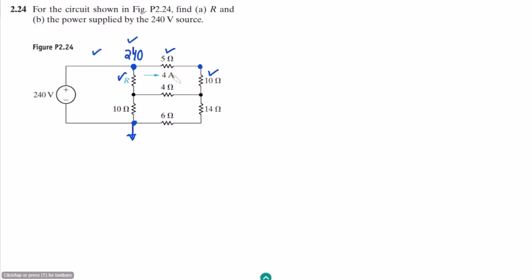Okay, so let me find out the voltage here. Let me call it VA. In order to find the voltage here, the originally applied voltage is 240 volts. So the remaining voltage which will be here would be 240, which is the supplied one, minus the voltage which is across this 5 ohm plus the voltage which is consumed by this 10 ohm. Okay, so these are the two voltages.